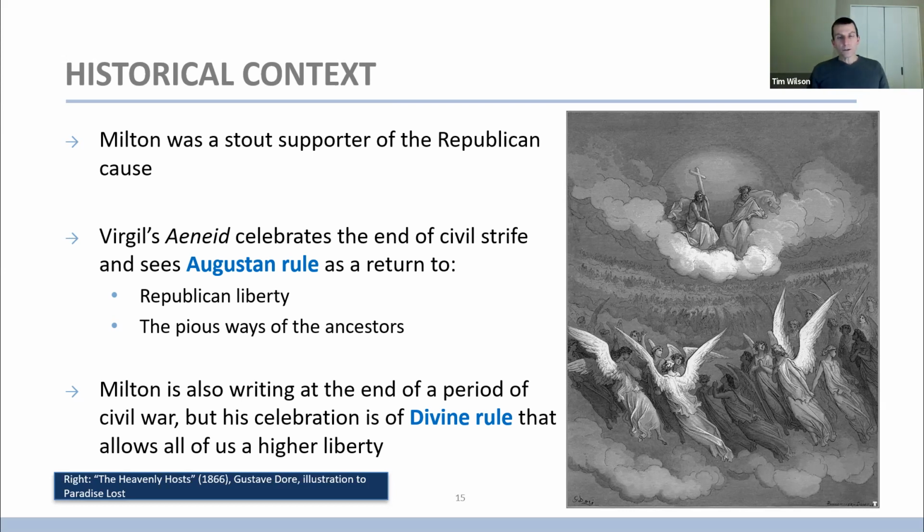So Milton is also writing at the end of a period of civil war, but I think you'd have to say that his is a celebration less of the monarchy that ended up winning, but of a celebration of divine rule that allows us a higher liberty. Okay, so one way to think about it is the sense that political struggles for liberty are lost. Politics is lost, save your soul, so to speak. I think that's how I would sum it up.